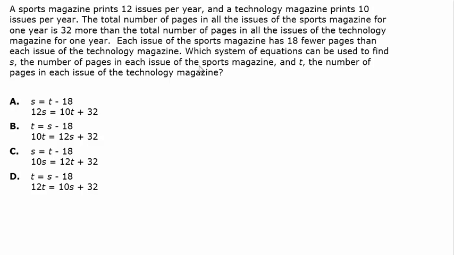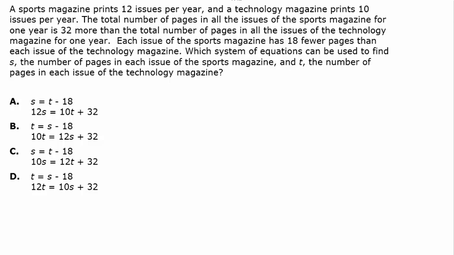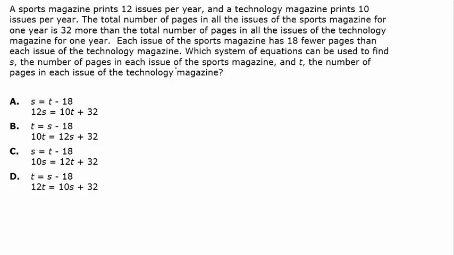Which system of equations can be used to find S, the number of pages in each issue of the sports magazine, and T, the number of pages in each issue of the technology magazine? Anytime I run into a problem like this where you're given a word problem and then have to write the equations for it, what I like to do is start off by highlighting or underlining what the letters mean inside of the problem. And in this particular problem, the last sentence tells us what the letters mean. So to find S, they usually give you the letter, and either before or after the letter, they'll let you know what the letter means.